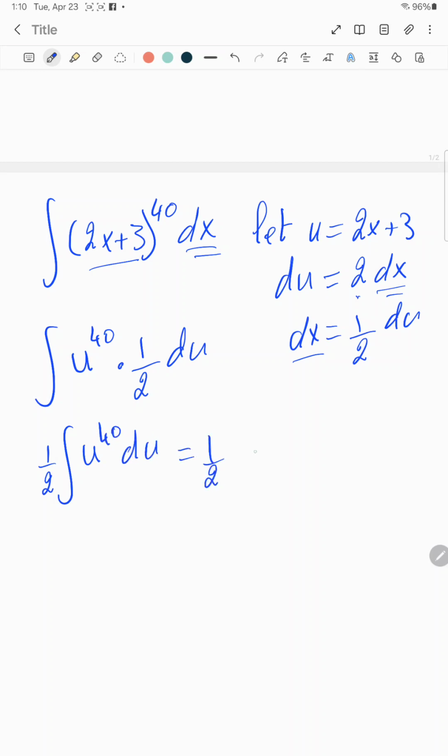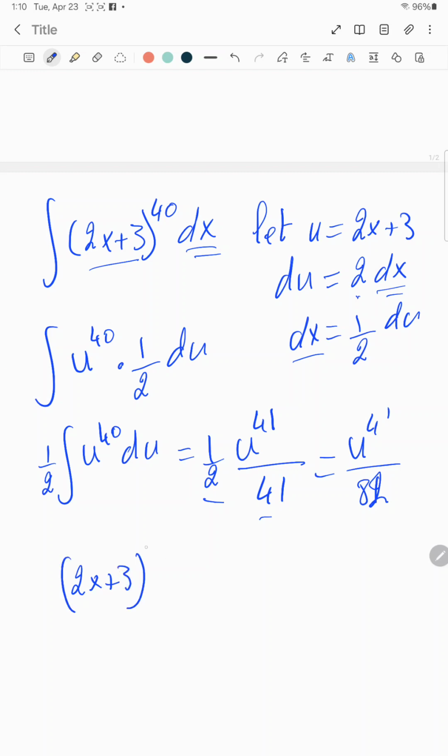It becomes 1/2 u to the 41, 40 plus 1 is 41. I think you're used to it now, I don't have to explain it to you all the time. Divided by 41, it is equal to u to the 41 divided by 82, because 2 times 41 is 82. And now I have to put back u to its value. So instead of u, I will write (2x plus 3) to the power of 41 divided by 82 plus c.